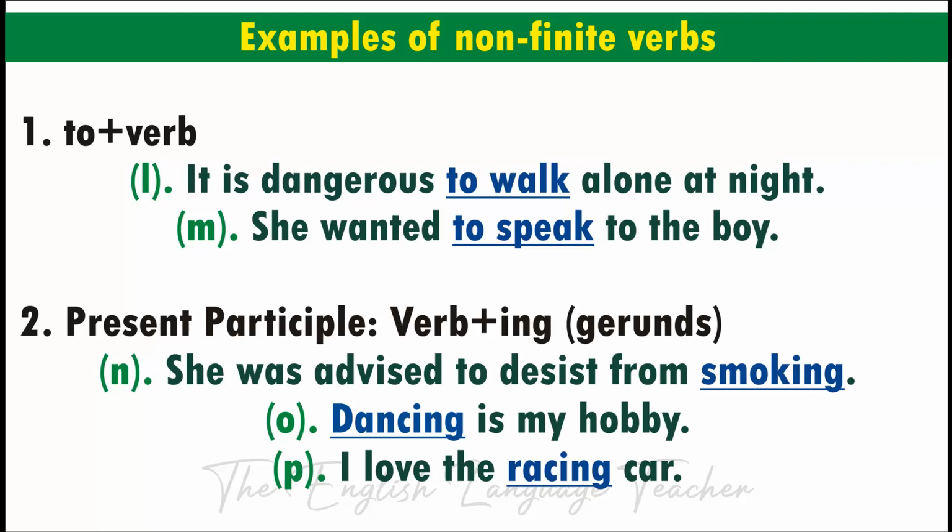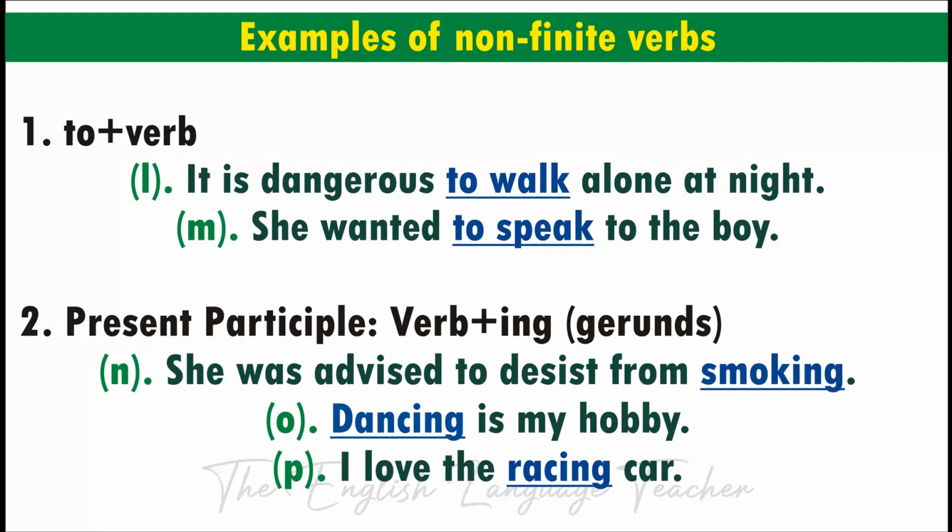The second type of non-finite verb is present participle, verb plus ing. They are also called gerunds. Example N. She was advised to desist from smoking. Smoking is a non-finite verb and it is a gerund. It functions as the object of the preposition from.